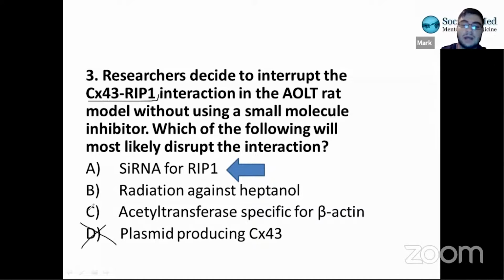An acetyltransferase specific for B-actin: B-actin is not really mentioned in the passage. It was used as a housekeeping molecule for one of the tests. I think that was the only time it was mentioned, but otherwise it's not relevant at all. And radiation against heptanol is not relevant either, so it wouldn't be this. So the correct answer by elimination could be A, but the reason is that siRNAs can be used for doing this.